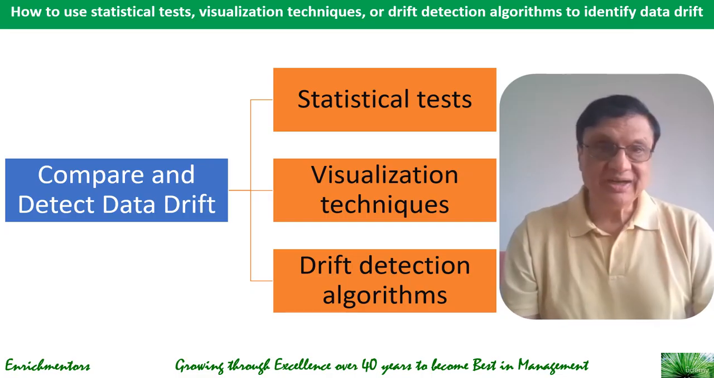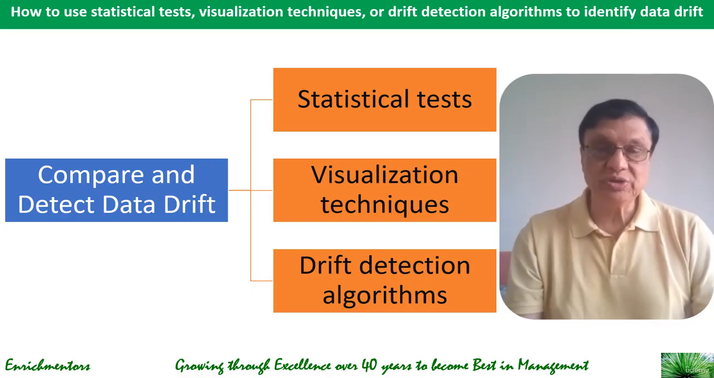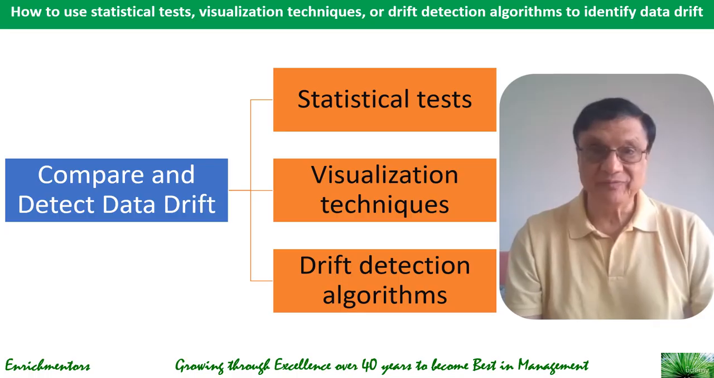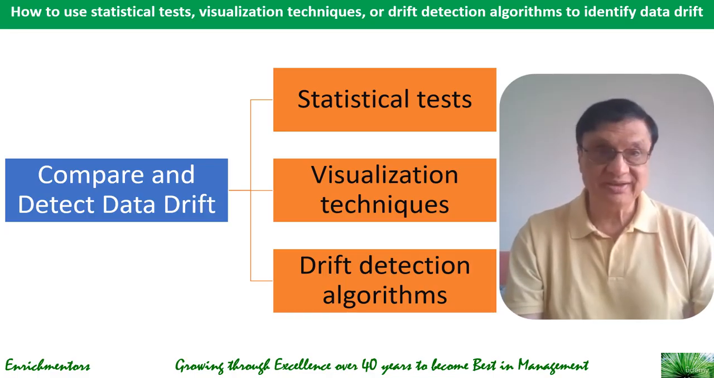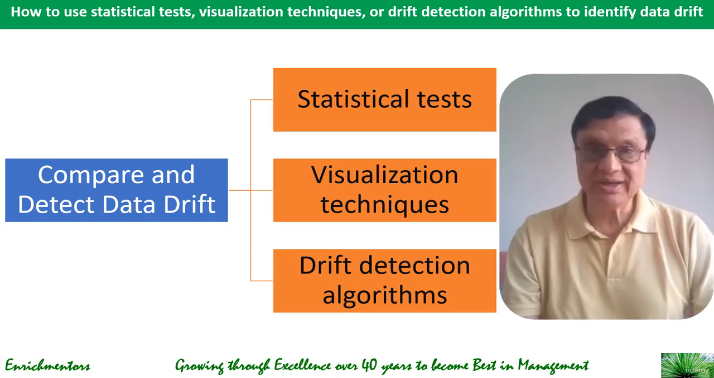See, identifying data drifts requires you to compare the distribution of the incoming data, that is the recent coming data, with the historical data. And basically what you do there is you detect significant changes or deviations in the data. Now, how can you do this comparison and detection using statistical tests, visualization techniques, and algorithms? Let's take a look at that.